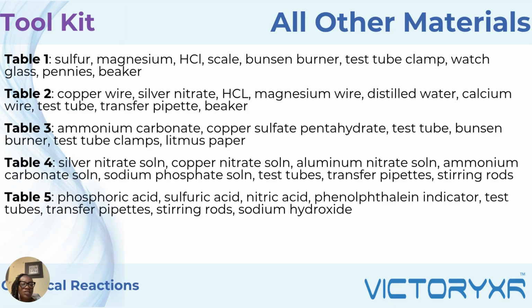On table one, you'll have your different toolkits. You have 5 different tables that contain all the materials you'll need for the experiment. So table 1, 2, 3, 4, and 5, everyone will start at a different table, and these are the materials that you will have.